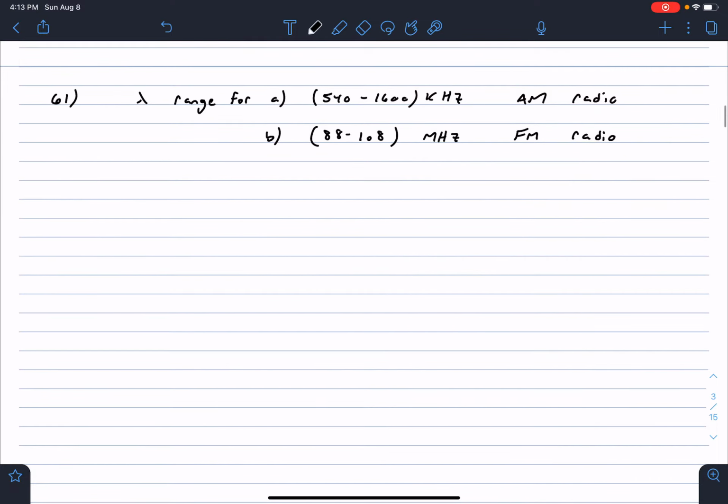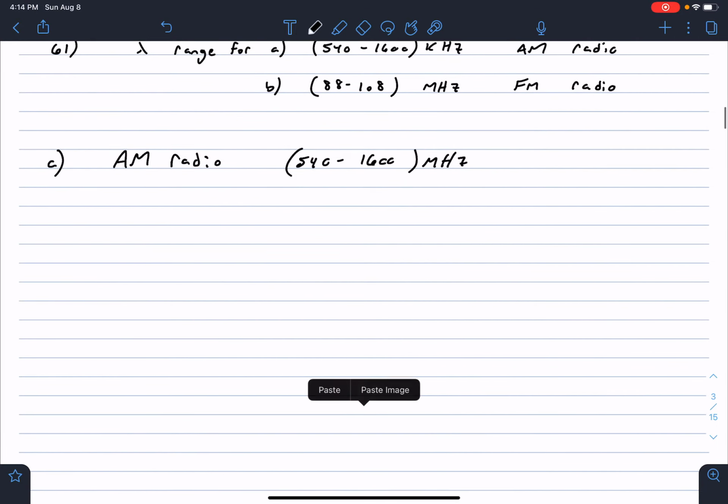Problem 61. We are asked to find the wavelength range for AM radio, which broadcasts 540 kilohertz to 1600 kilohertz. And then we're asked to find the wavelength range for FM radio, which is broadcasting 88 megahertz to 108 megahertz. So let's do part A first for AM radio, 540 to 1600 kilohertz. We're asked to find the wavelength range, so let's just take the first one.